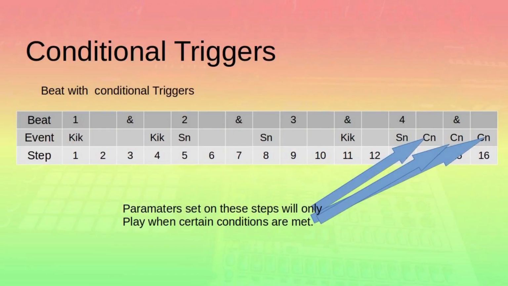Using parameter locks, you can apply certain conditional triggers to steps, which will say that they should or should not play depending upon certain conditions. So you can say that if the previous step has played, I don't want the next step to play. But you can also tell certain steps to only play once they've been repeated a few times.